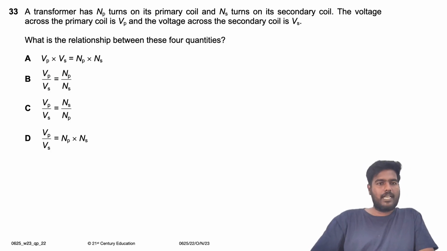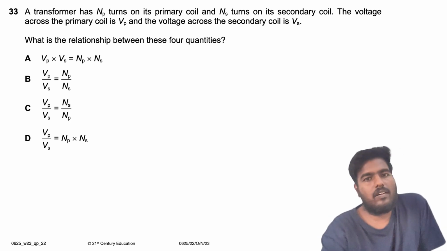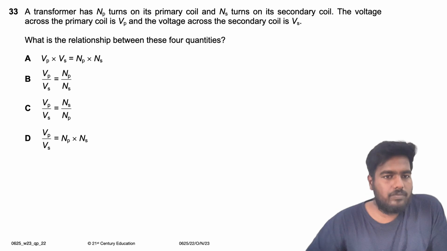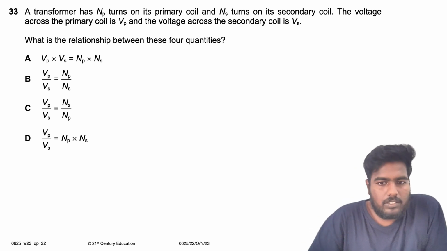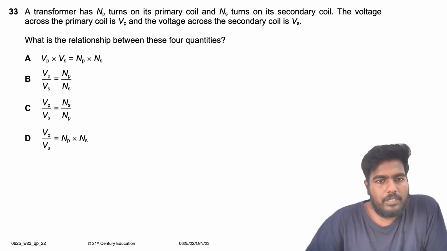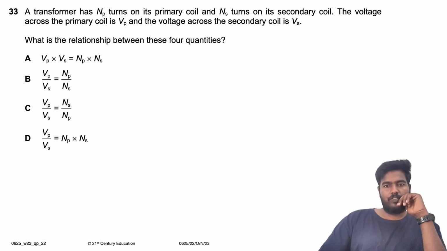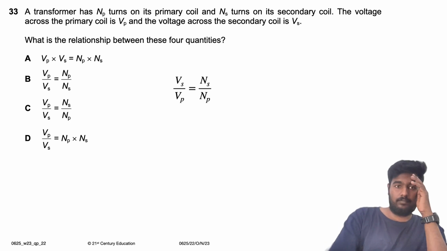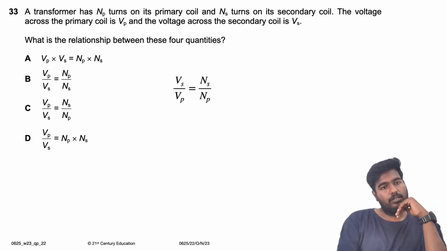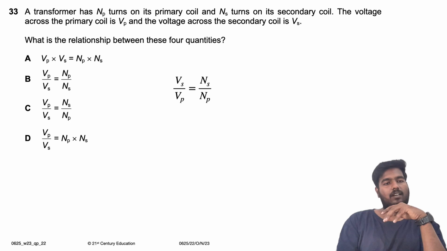A transformer has Np primary turns on the primary coil and Ns secondary turns on the secondary coil. The voltage across the primary coil is Vp and the voltage across the secondary coil is Vs. What's the relationship between these four quantities? Okay, we know the equation of the transformer: Vs/Vp = Ns/Np. So here Vp/Vs = Np/Ns. Option B is the right answer.